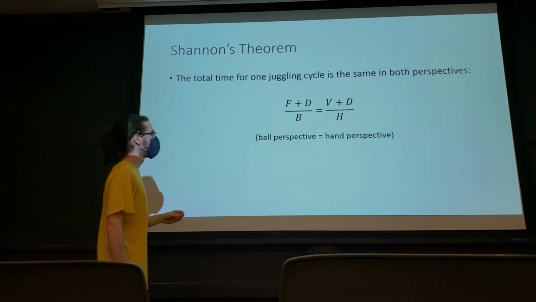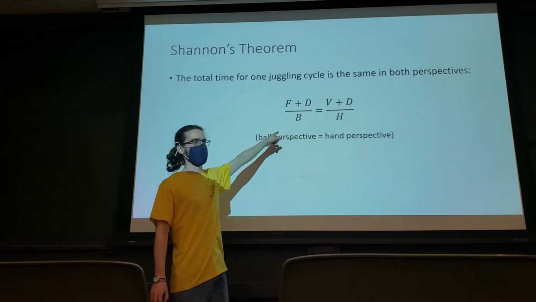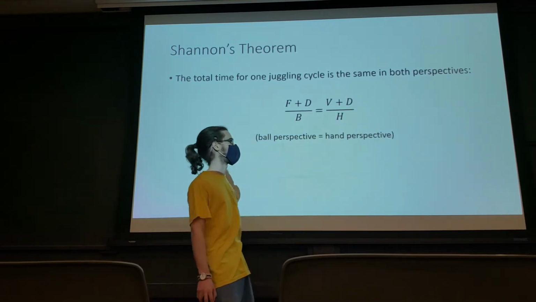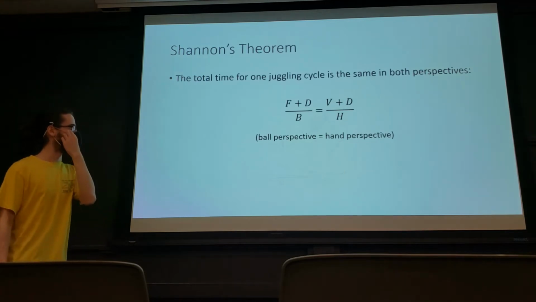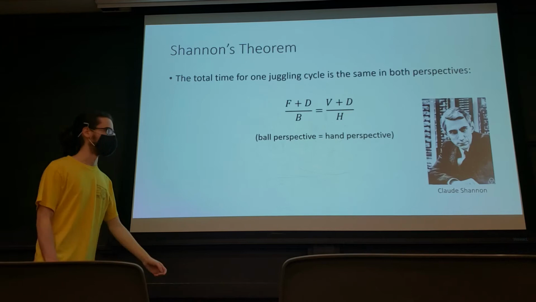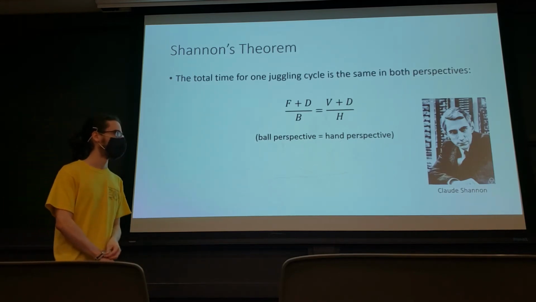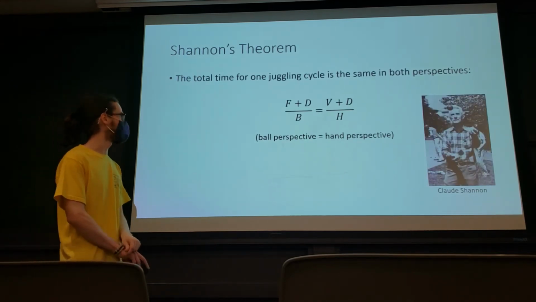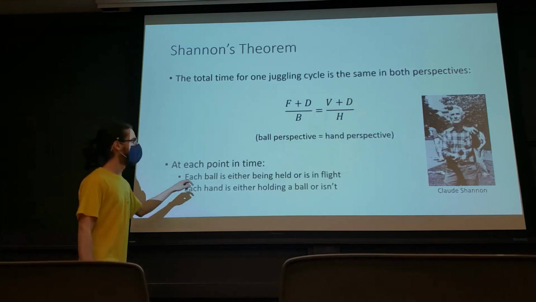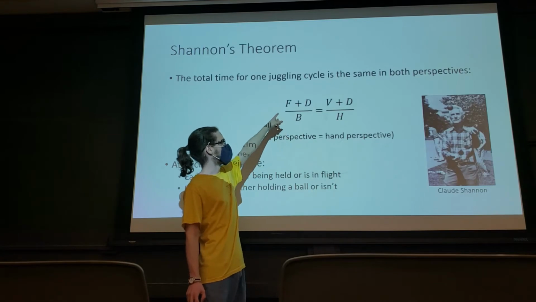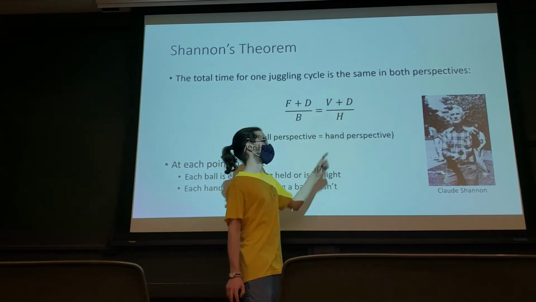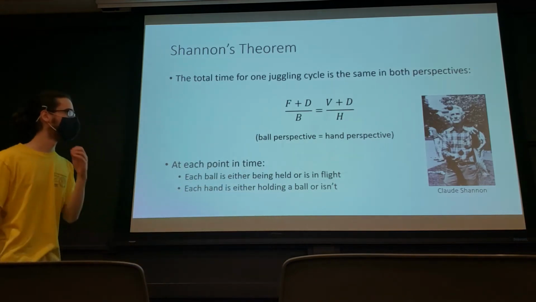If you take the flight time plus dwell time and divide it by the number of balls, this is equal to the vacancy time plus dwell time divided by the number of hands. This is called Shannon's theorem, named after the father of information theory, Claude Shannon. A picture of him juggling. And really what this is saying is that at each point in time, each ball is either in flight or being held, and each hand is either not holding a ball or holding a ball.